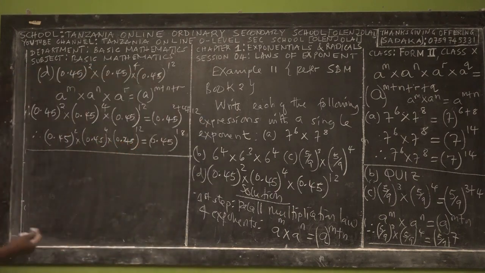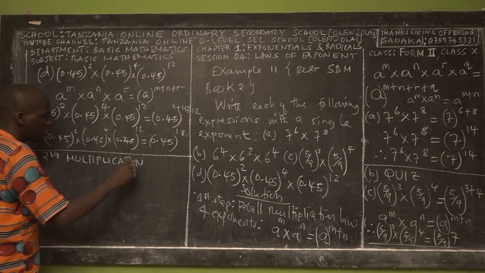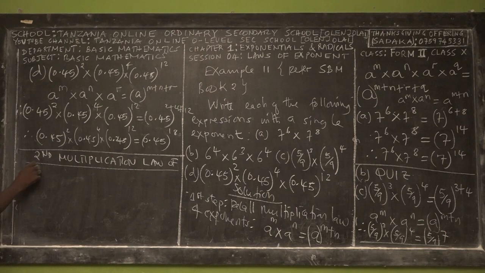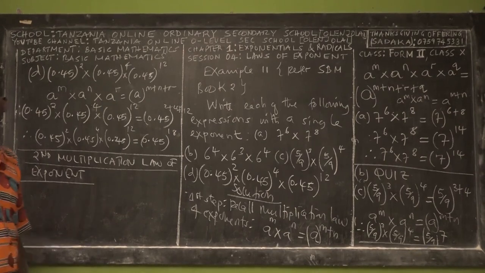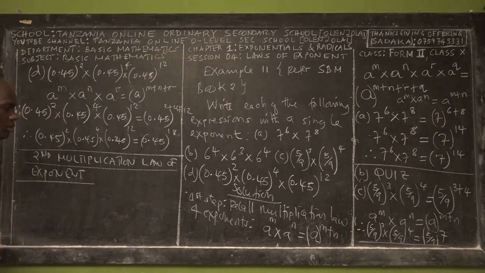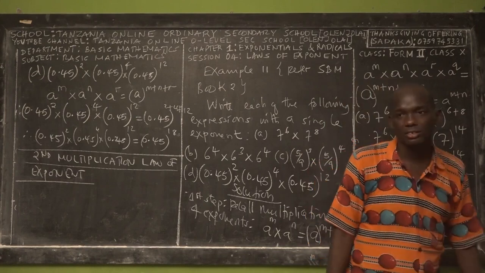Okay, so that's the first multiplication law. Let me teach you the second multiplication law of exponents. This second multiplication law of exponents deals with what happens if we raise an exponent expression to another exponent, separated by the bracket.